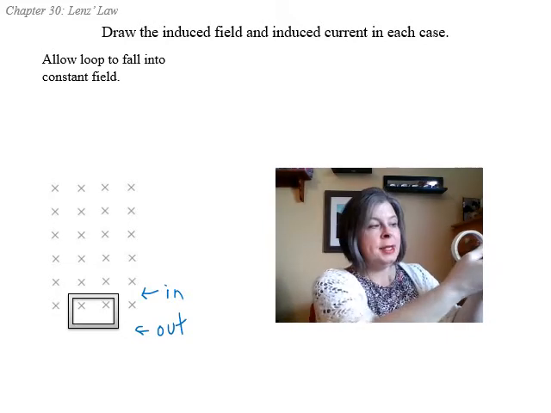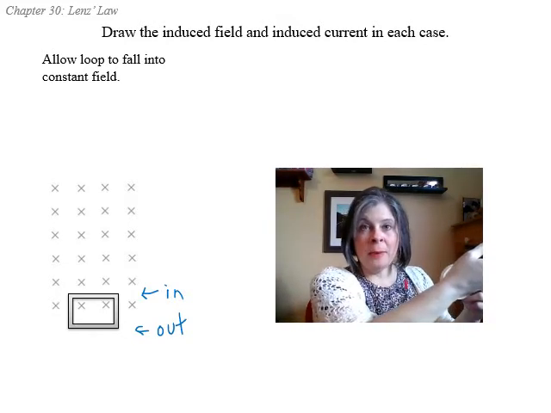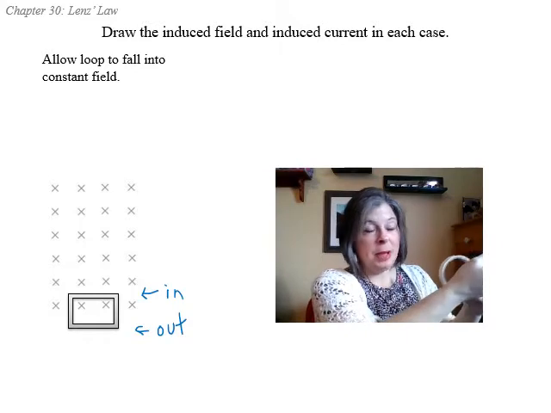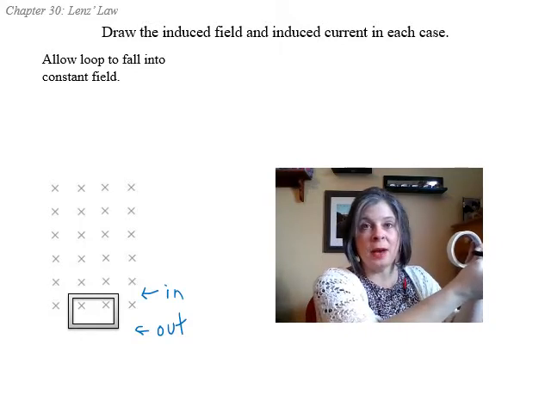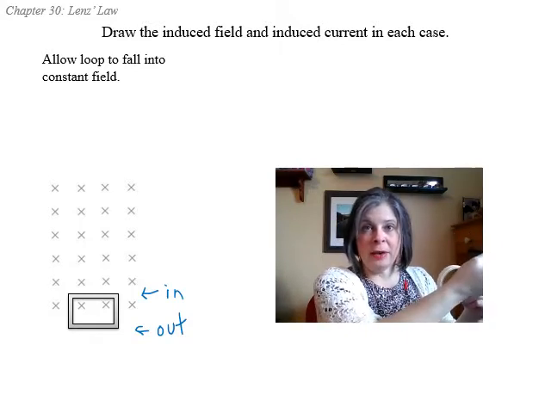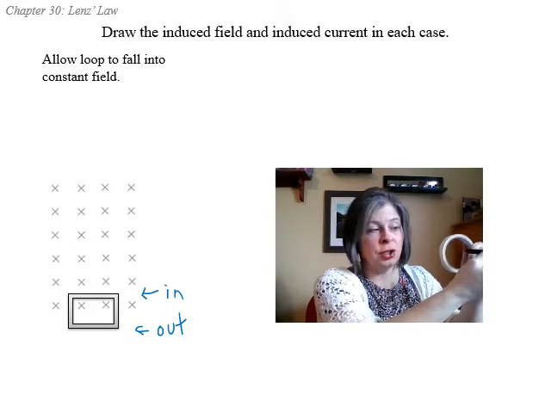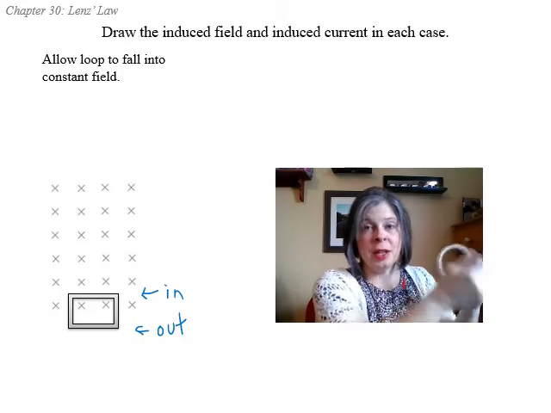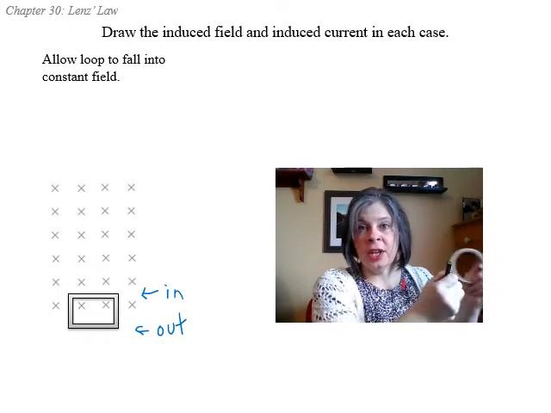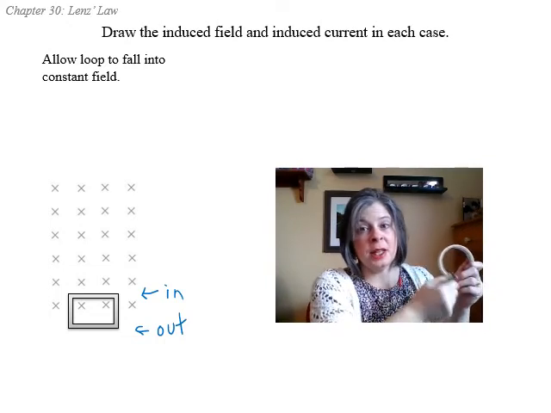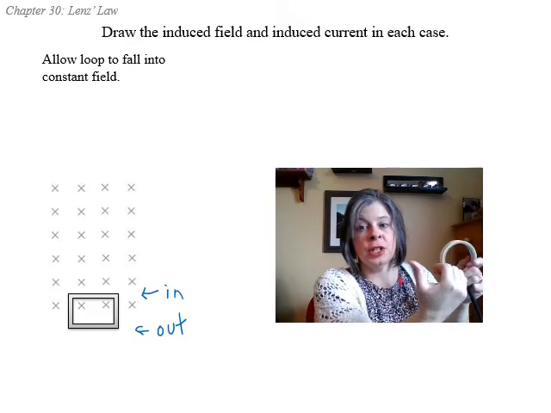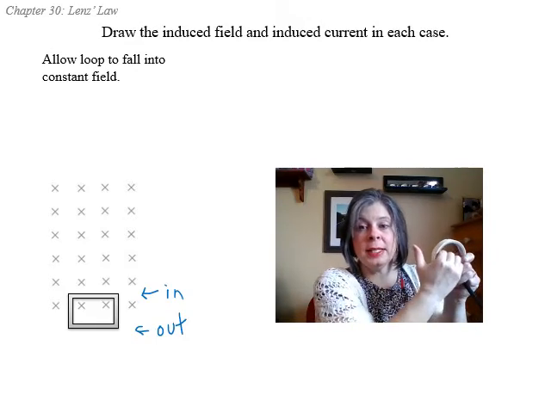So our loop is now leaving an area where magnetic field points into the page. So what's happening is that we're actually decreasing the amount of field into the page. So here there's field into the page. Now there's less field into the page. Nature doesn't like that change. It wants to keep that field into the page all the time. So nature is going to create a field that points into the page.